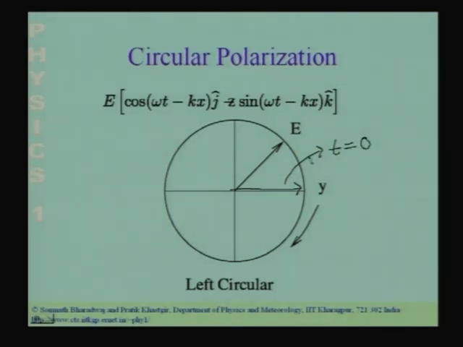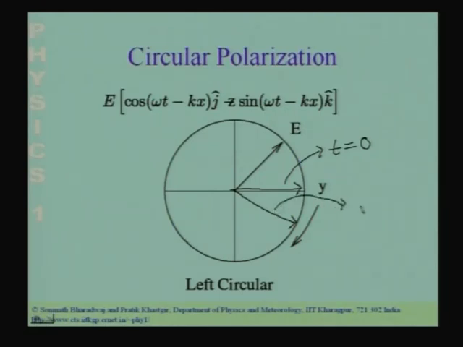Now, what happens as time increases? If you increase omega t, the value of cos omega t is going to go down, it is going to fall from 1. If you increase omega t, sin omega t is going to increase from 0, but you have a minus sign here. So, you are going to have a negative z component, and the y component is going to come down. So, the electric vector is going to look something like this.